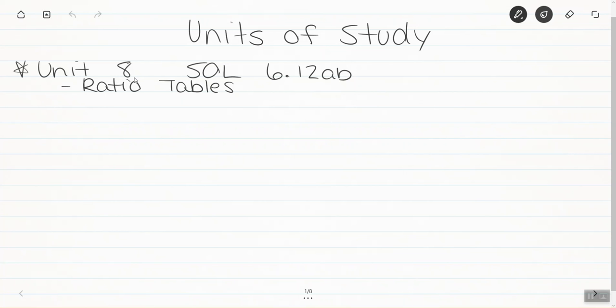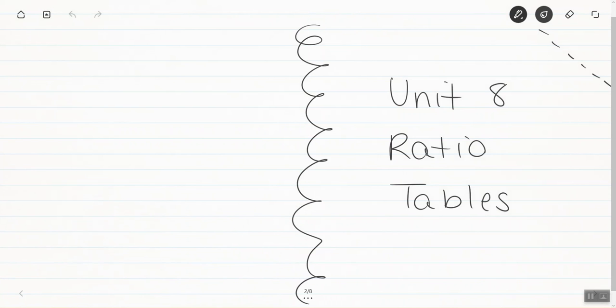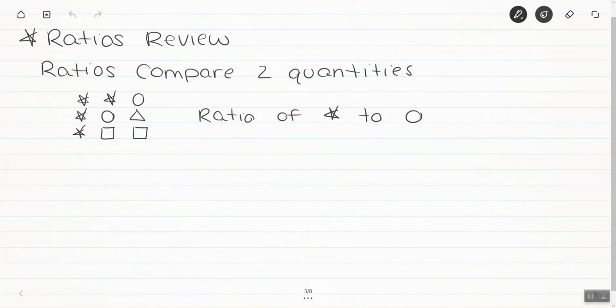So in the front of your notebook under those units of study, make sure you add in Unit 8 for ratio tables, and it's going to cover 6.12 AB is for our SOLs. Once you have that written in, flip into your notebook, find two blank pages side by side. Please write in Unit 8 ratio tables, and then just remember to fold down that corner so that you can find it very easily. So before we can start talking about ratio tables, we actually need to do some ratios review from what we did at the beginning of the year.